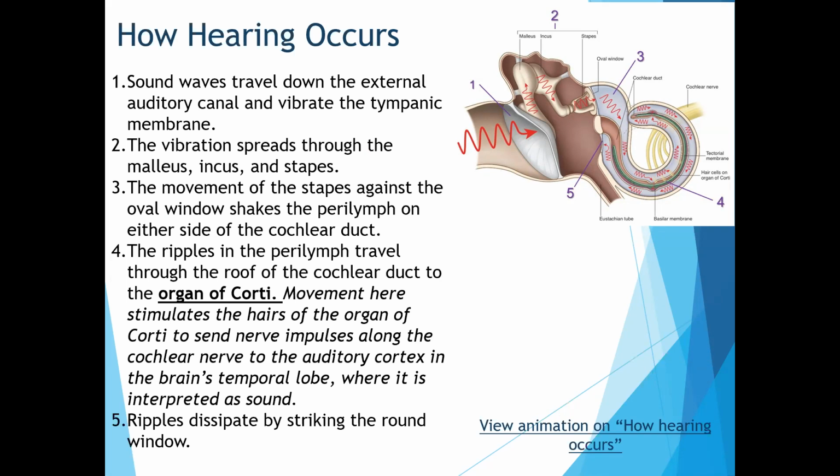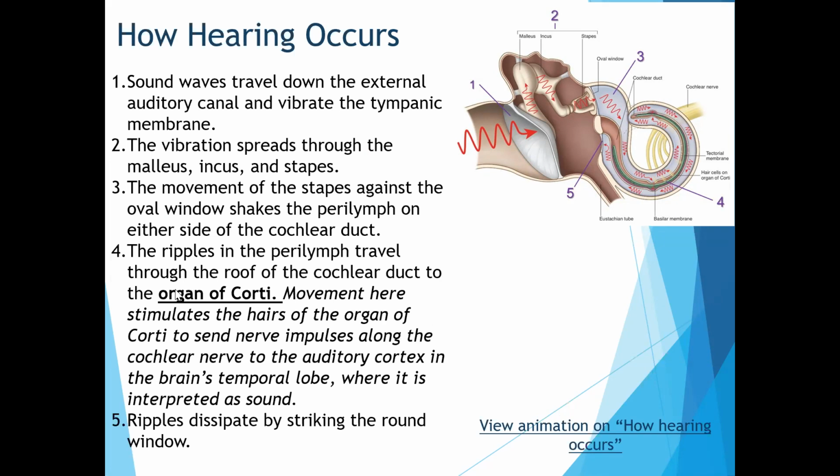So that oval window vibration causes the perilymph, which is kind of the filling or the fluid that is in this area, to shake or vibrate on either side of our cochlear duct. So this shaking is going to travel through the cochlear duct to stimulate the organ of Corti. Remember, that's our hearing organ. The organ of Corti is what interprets, and the movement of the hairs of that organ are what cause impulses to go across that cochlear nerve for the auditory cortex to interpret sound.